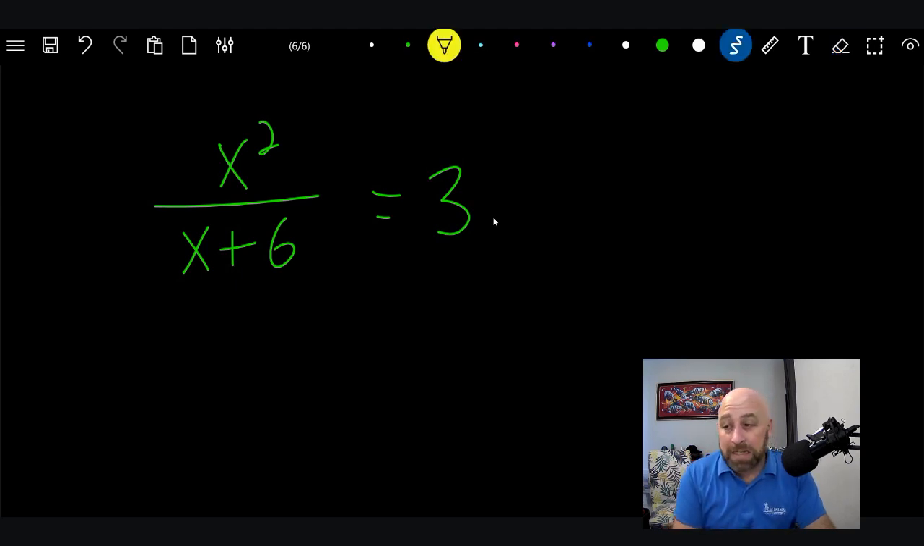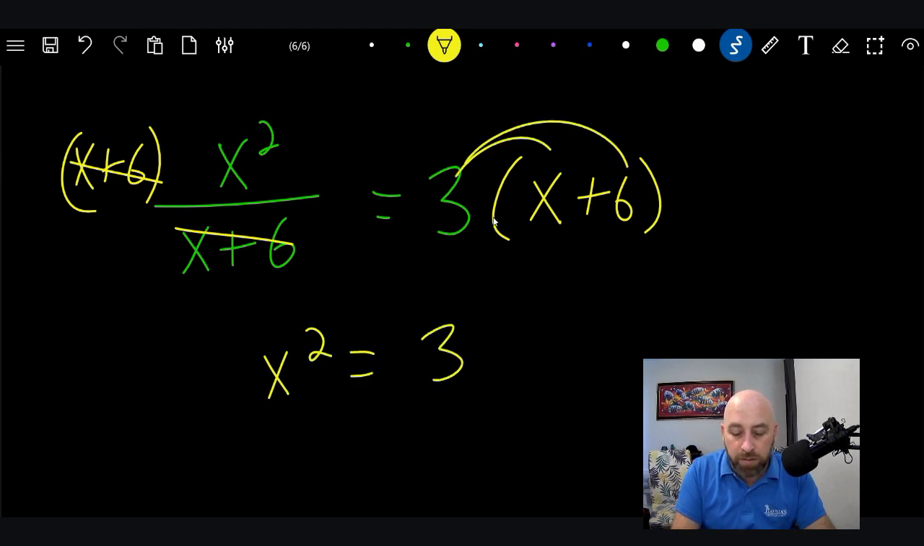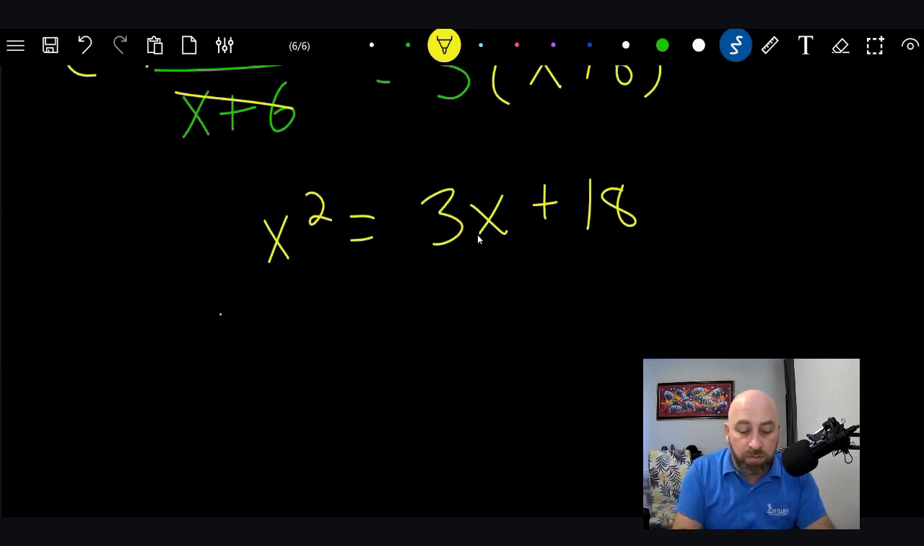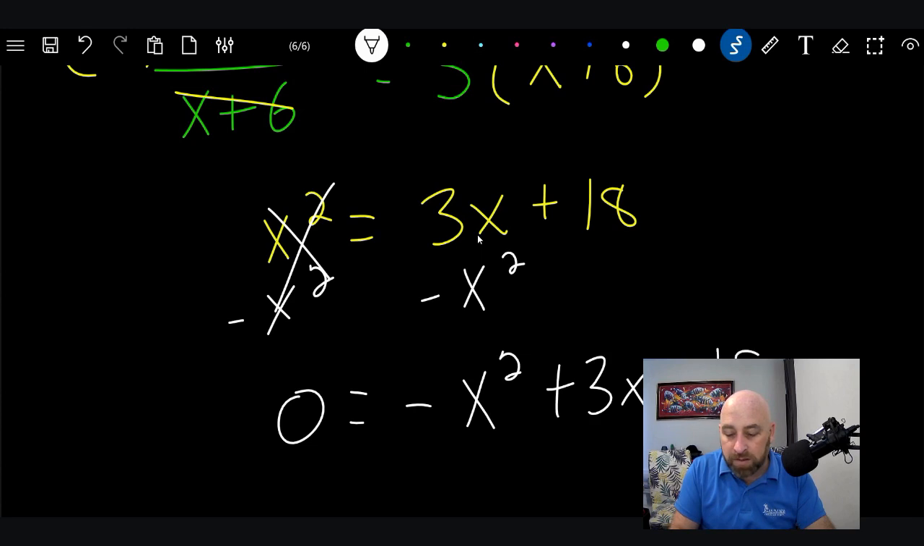Well, we need to get this over to the other side. So we're going to multiply by x plus 6. So we're going to multiply over here by x plus 6. That's going to cancel that out. We're going to get x squared equals, and we can distribute that through, 3x plus 18. And now we can move the x squared over, because again, we're going to want to factor this one. Minus x squared, and that's going to cancel. We're going to get 0 equals negative x squared plus 3x plus 18.